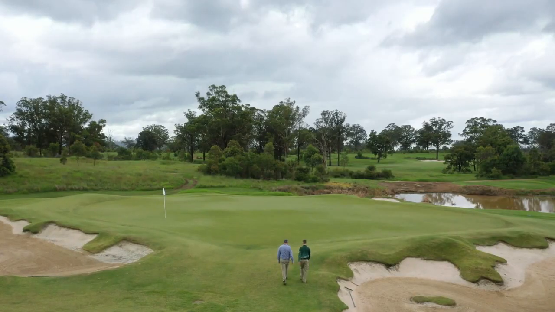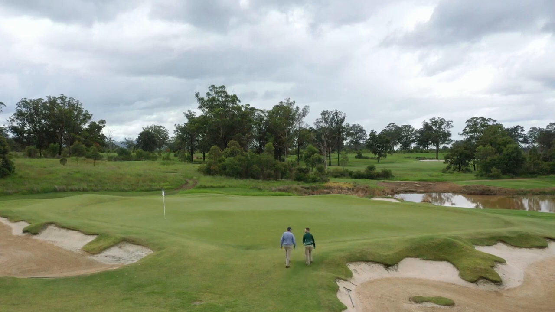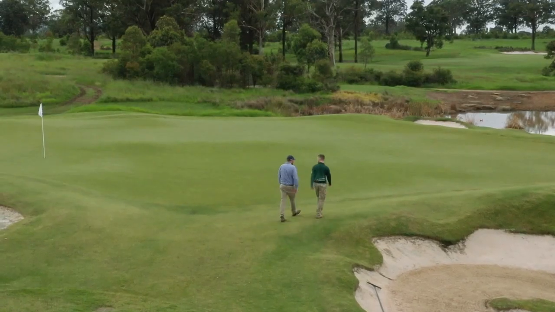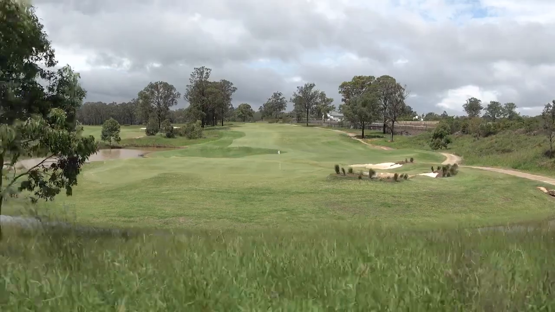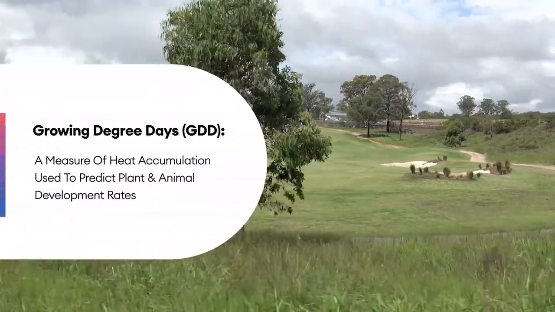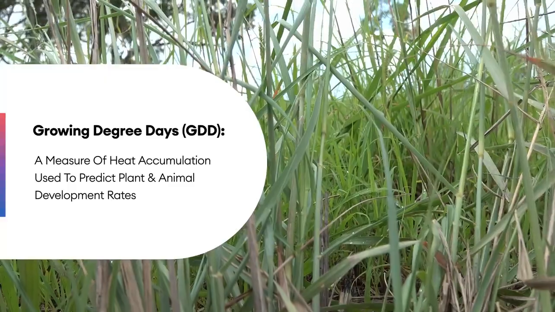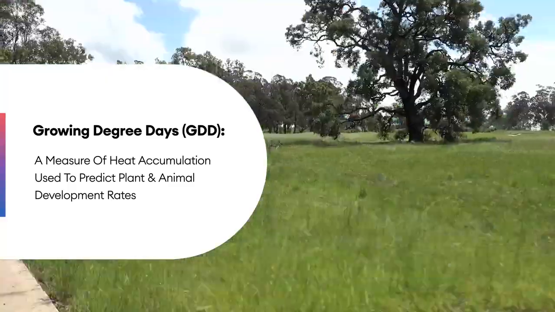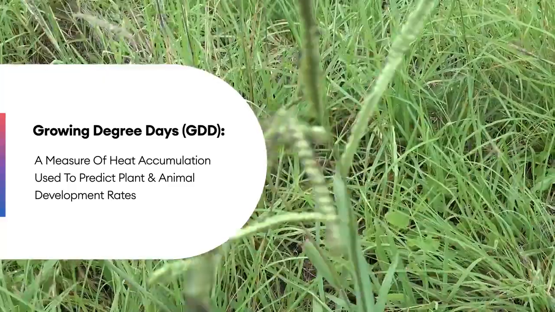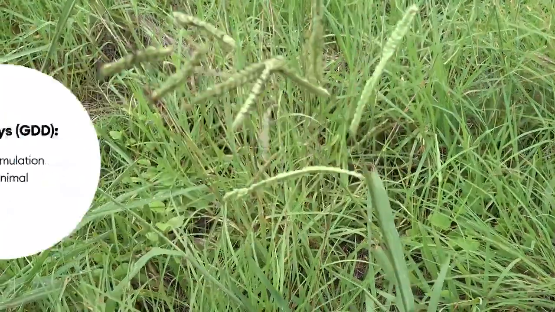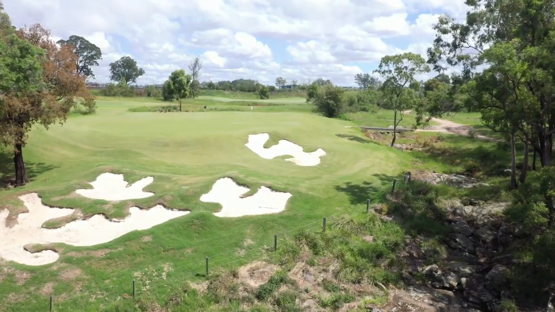David uses growing degree days to determine when to apply different turf applications for denser, healthier turf. Growing degree days are a measure of heat accumulation, which can be used to predict plant and animal development rates, such as the date that a flower will bloom or a crop will reach maturity.